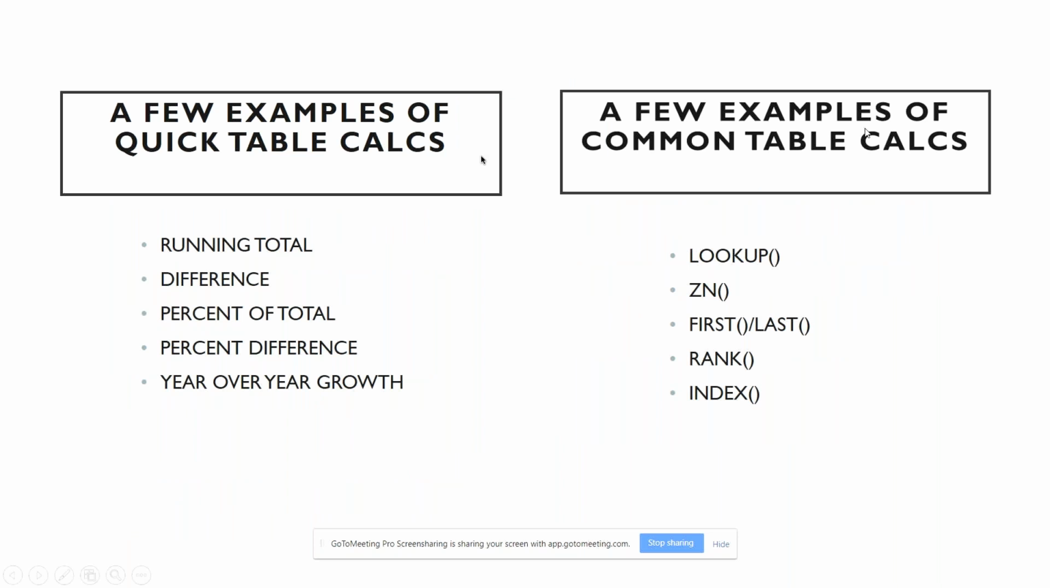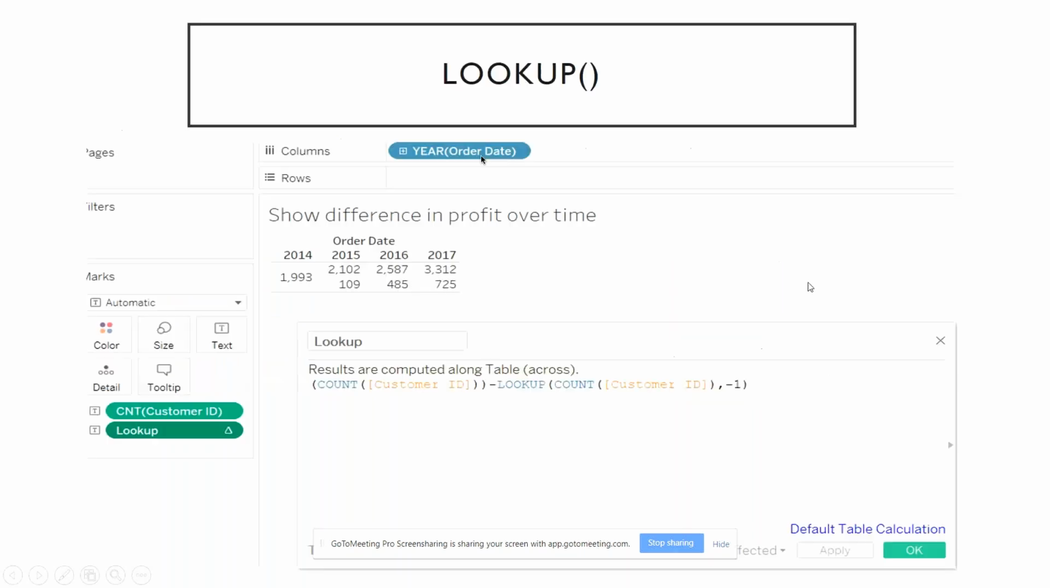of quick table calculations, and now we will look at some examples for the common calculated table calculations. Okay. So we will look at lookup, ZN, as well as the IFNULL and ISNULL, the first and last, the rank and the index. So first we'll look at lookup.